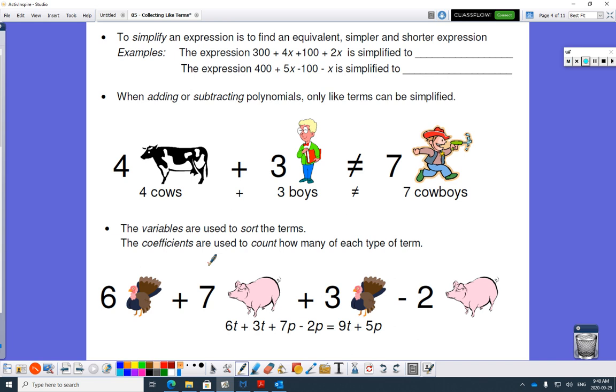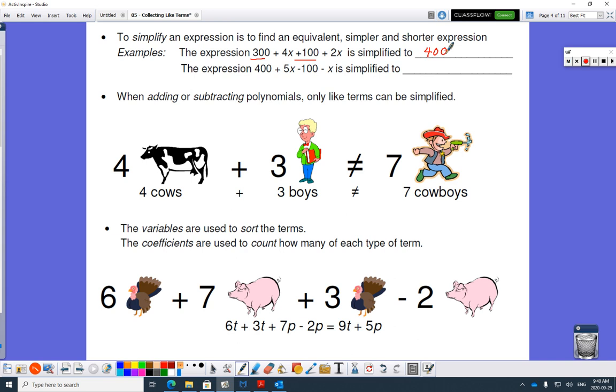To simplify an expression is to find an equivalent, simpler, and shorter expression. The expression 300 plus 4x plus 100 plus 2x is simplified to. Okay. Here's what you're going to be asked to be able to do, is to look at something like this and go, I've got 300, and I got 4 x's. I don't know what x's is. X might be 10. X might be 50. X might be 1,000. Whatever it is, they haven't told me yet. So when I look at this expression, I can go, well, I don't know what x is, but I do know that 300 plus 100 is 400. So you see, I've simplified things. Instead of having 2 different numbers in there, I just have 1 number.